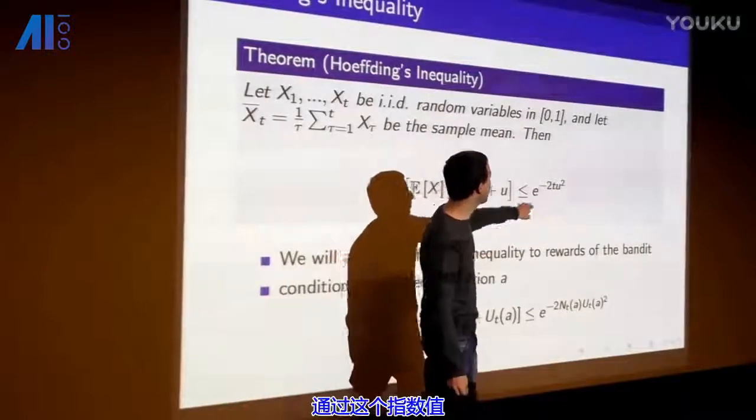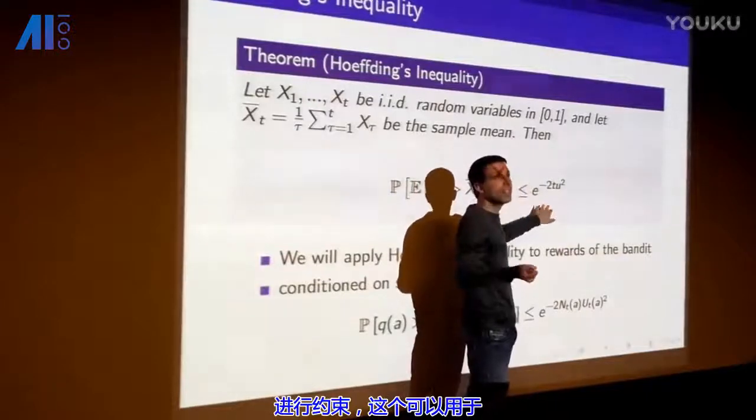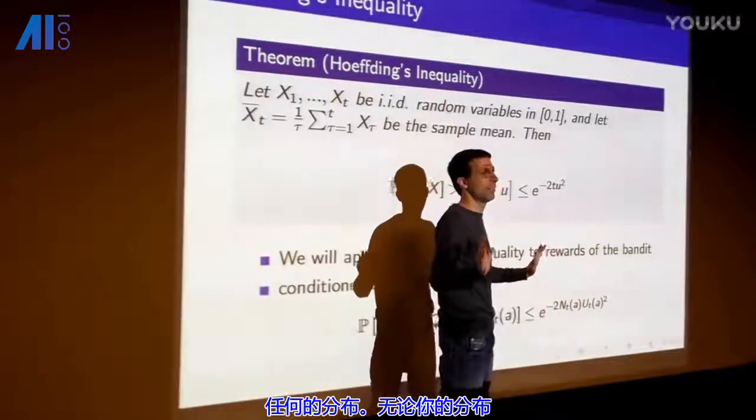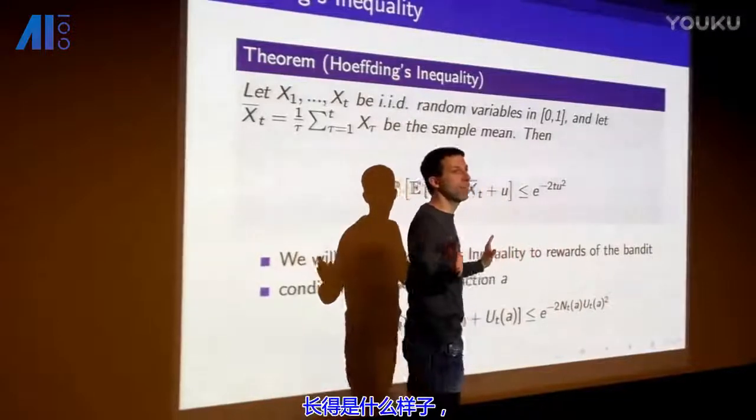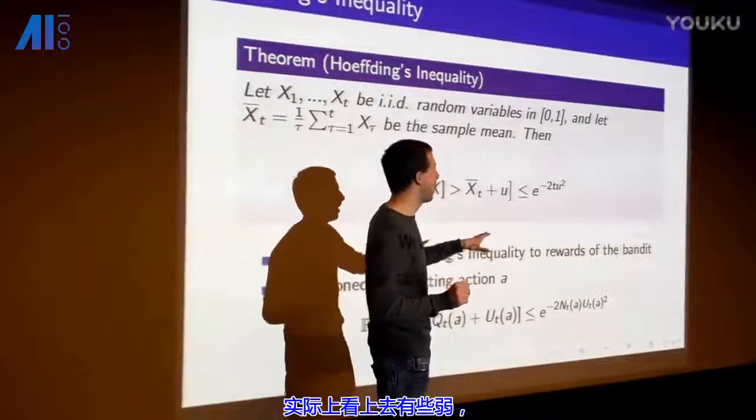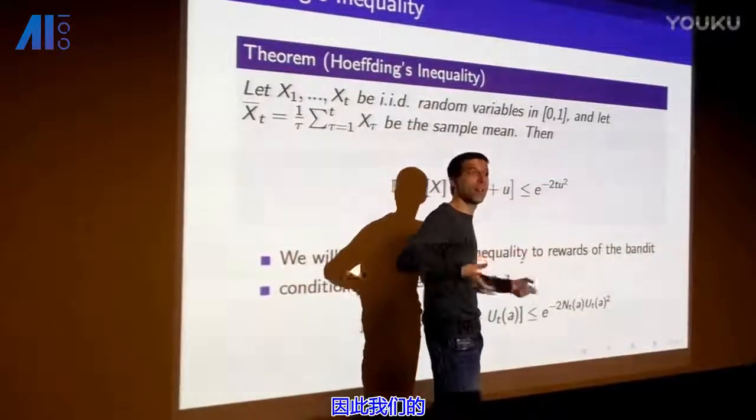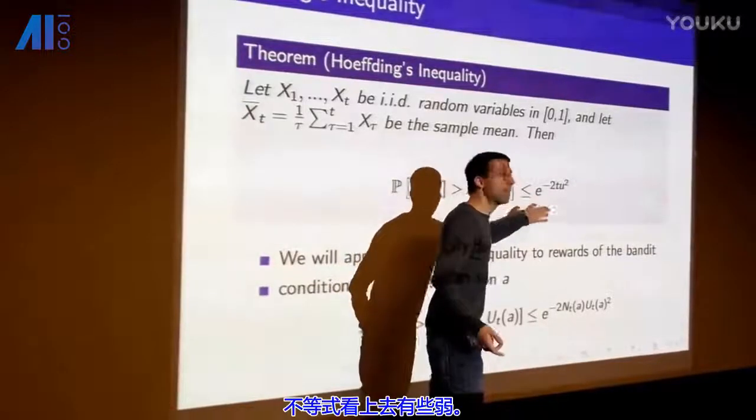And it turns out that you can bound this thing by this exponential value, and this is true for any distribution. Doesn't matter what the distribution is, doesn't matter if it's symmetric, doesn't matter anything about it, this is always true. In fact, it's maybe a little bit weak because of that. It's not making a lot of assumptions, and therefore it's perhaps quite a weak inequality.